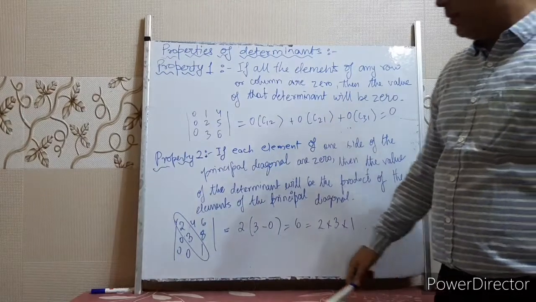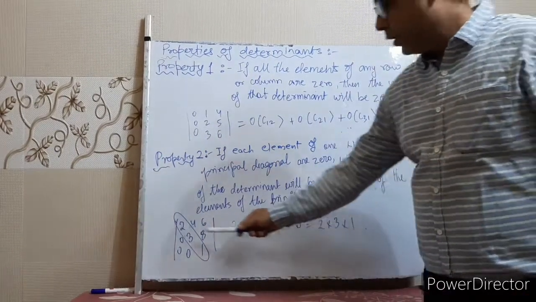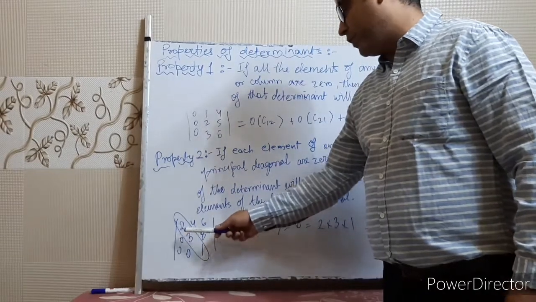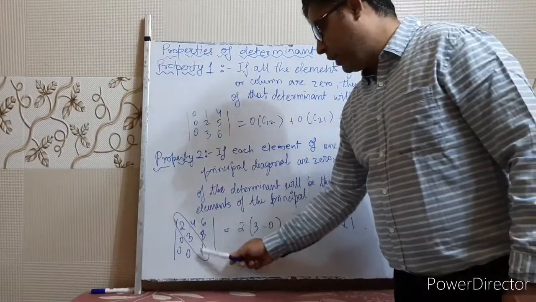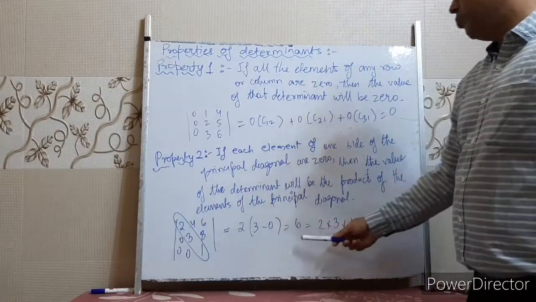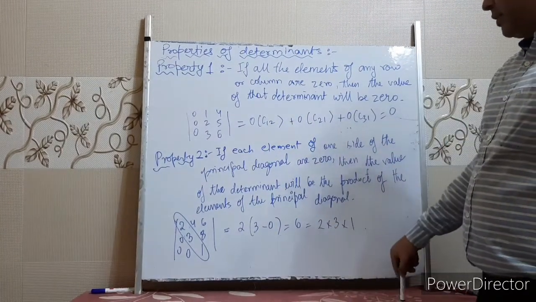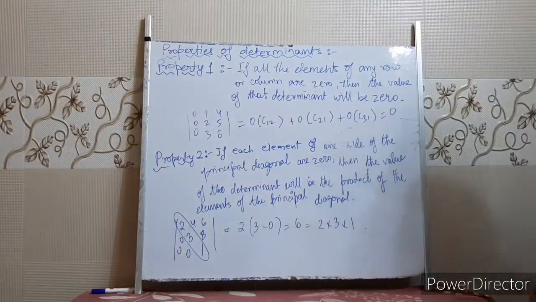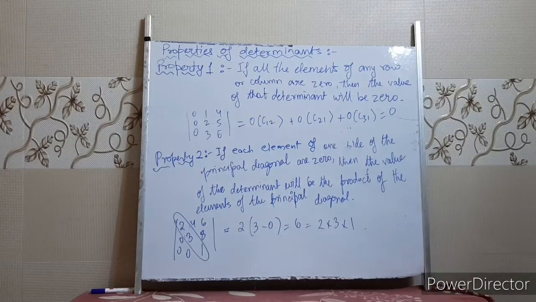So the expansion will be 2 into, this row and this column will be cancelled, the cofactor of first row and first column, that will be 3 minus 0. So you can see here the value will be 6, and 6 is the product of the elements of the principal diagonal. Right, children? Note down please.